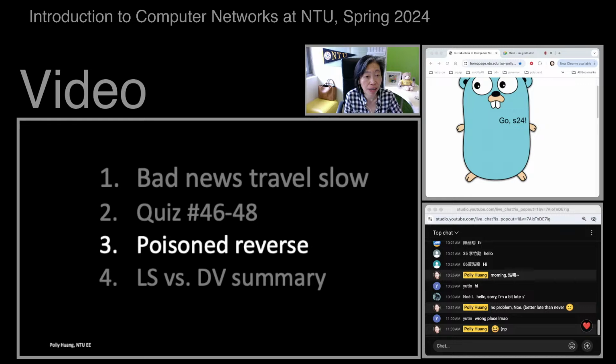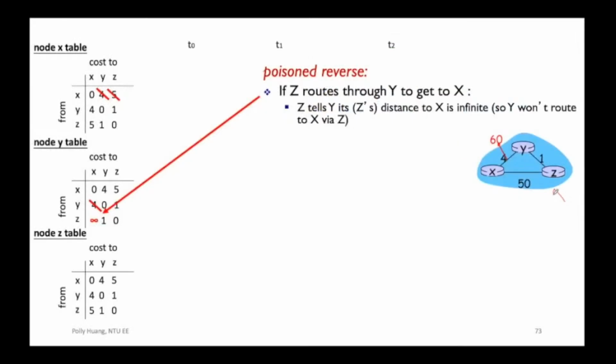All right, so that's the idea. And let's walk through an example, which is the example we use for quiz 46 to 48, and apply poisoned reverse and show how it addresses the bad news travels slow problem. Let's use the same example to illustrate how poisoned reverse works.